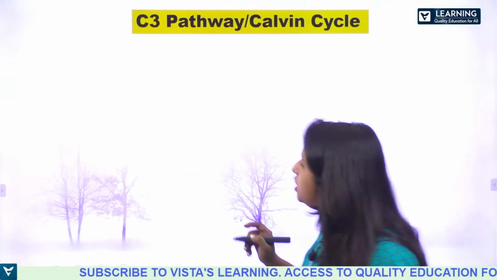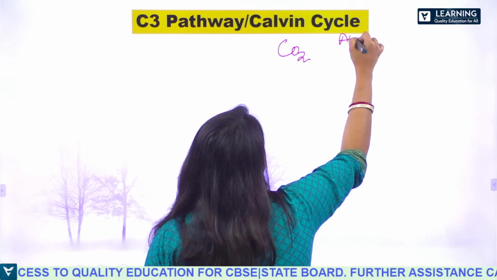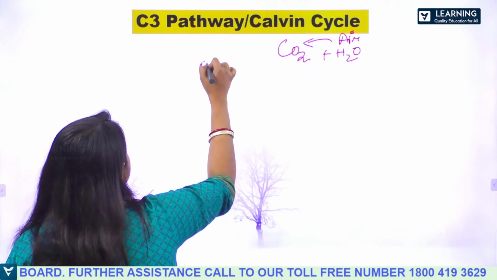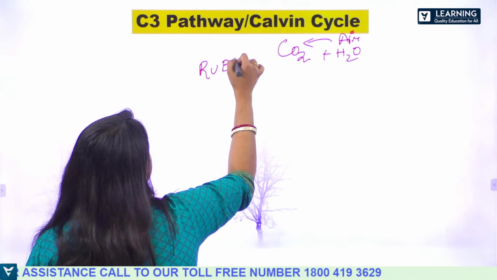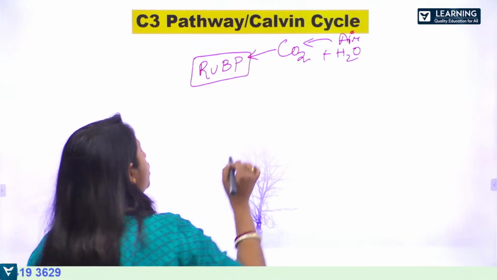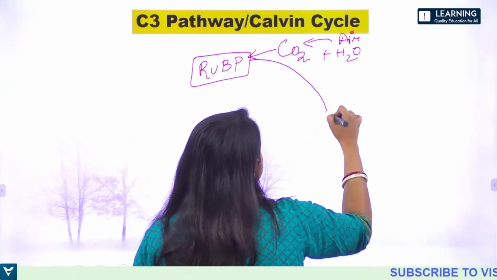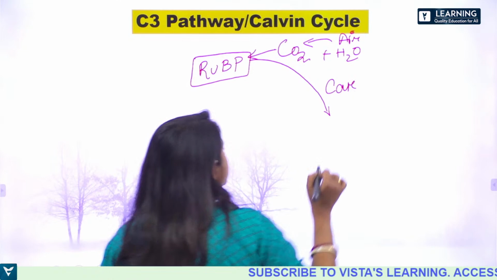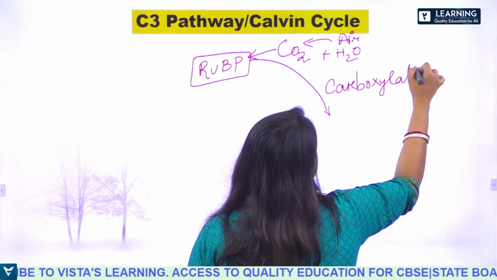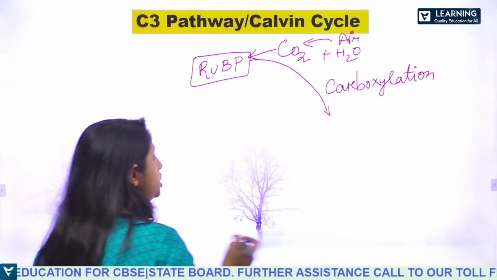So see what happens here. What you have seen is that carbon dioxide which is present in the atmosphere, along with the water, right? This carbon dioxide combines with RUBP, which is a 5-carbon molecule, with the help of the enzyme RUBP carboxylase. And this reaction is known as carboxylation. Carboxylation means here one carbon dioxide is being added, right?